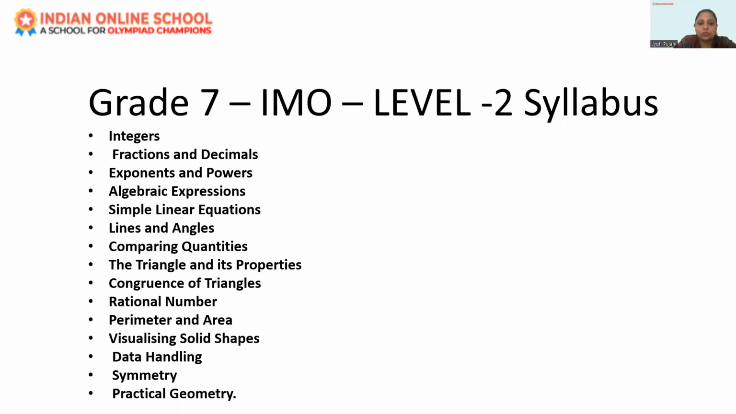This is our grade 7 IMO level 2 syllabus. We know that the syllabus remains the same. Integers, fractions and decimals, exponents and powers, algebraic expressions, simple linear equations, lines and angles, comparing quantities, triangles and their properties, congruence of triangles, rational numbers, perimeter and area, visualizing solid shapes, data handling, practical. Many new chapters have been introduced in grade 7. In today's session, I will take some questions out of them.